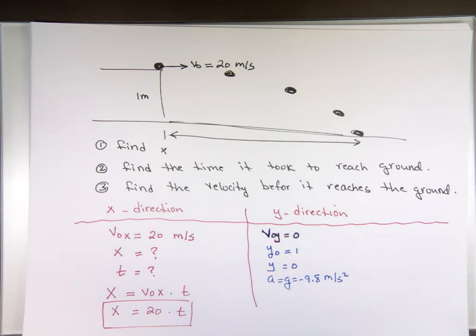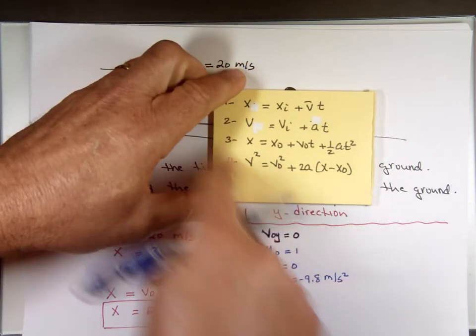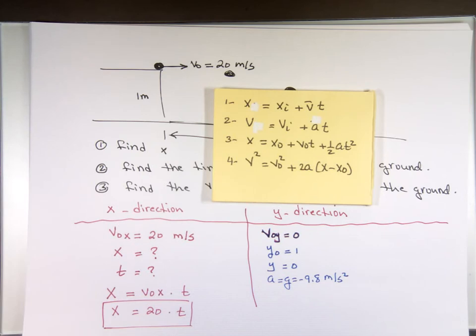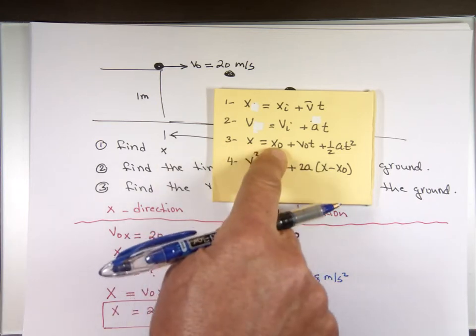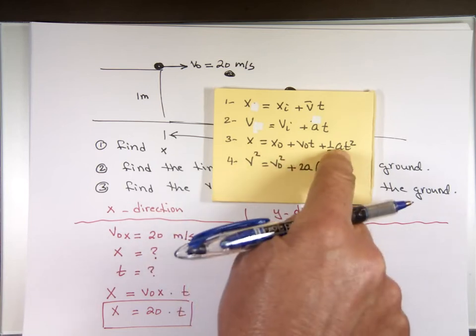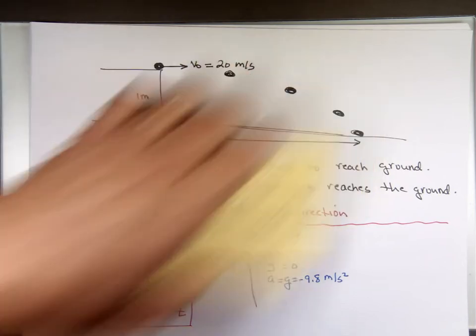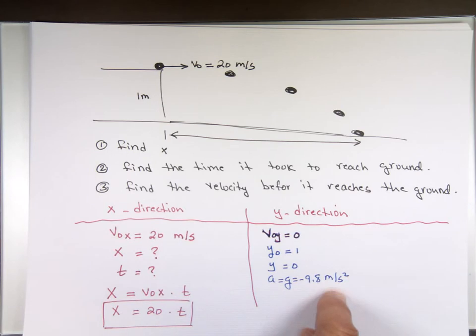That's what we know in the y direction. And remember, I said in the y direction you have access to all these 4 equations. It looks like if I use equation number 3, I know this, I know this, I know this, I know this. How many unknowns in it? Only the time. So I can answer question number 2. If I know the time, can I find x? Yes. I can answer question number 1.